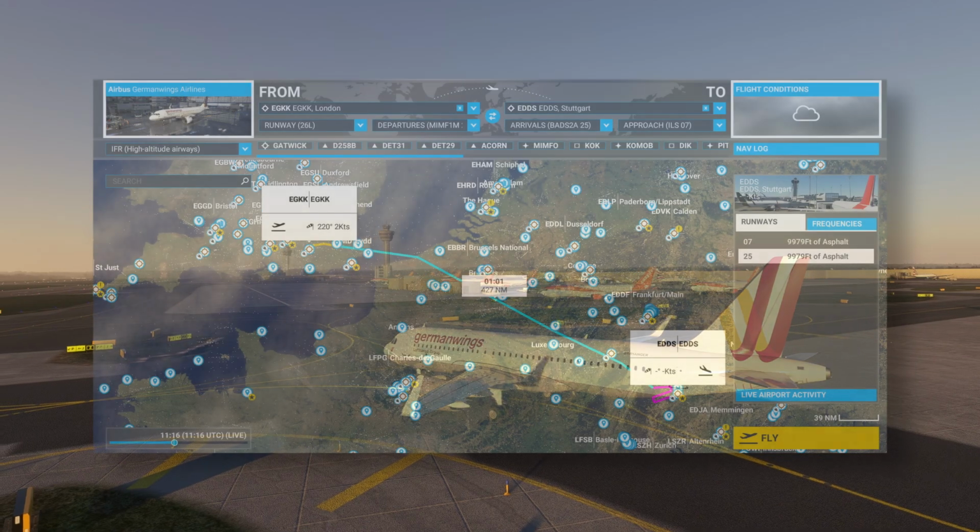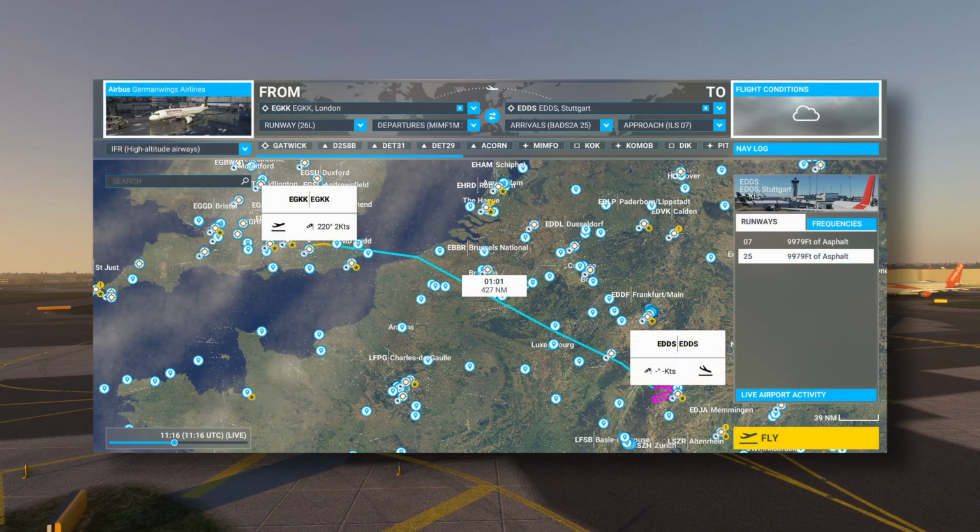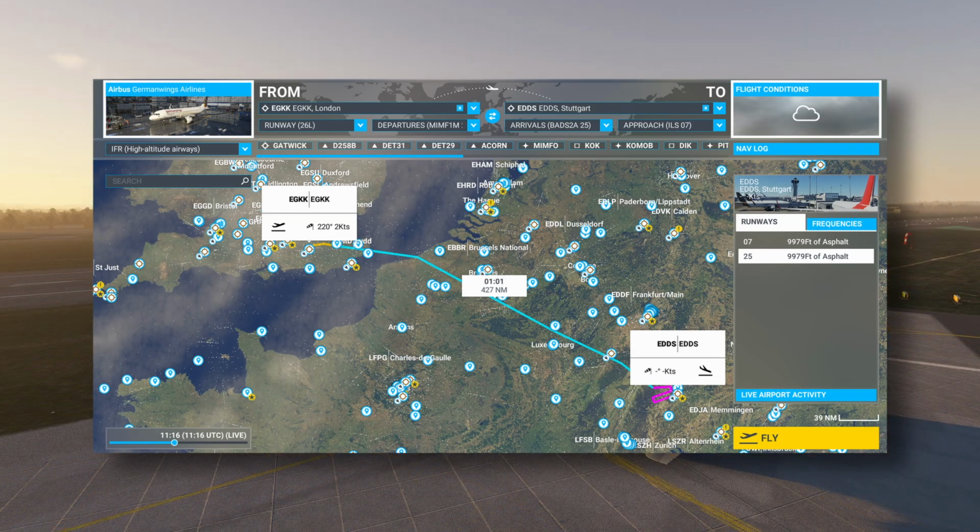We're going to start where we ended the previous video. In that video we created a flight plan from Gatwick International in the UK to Stuttgart in Germany. Cruising at 29,000 feet, we planned it as an IFR flight using high altitude airways. We planned a SID, or standard instrument departure, out of Gatwick and a STAR, or standard terminal arrival, into Stuttgart, as well as an ILS approach runway 07.